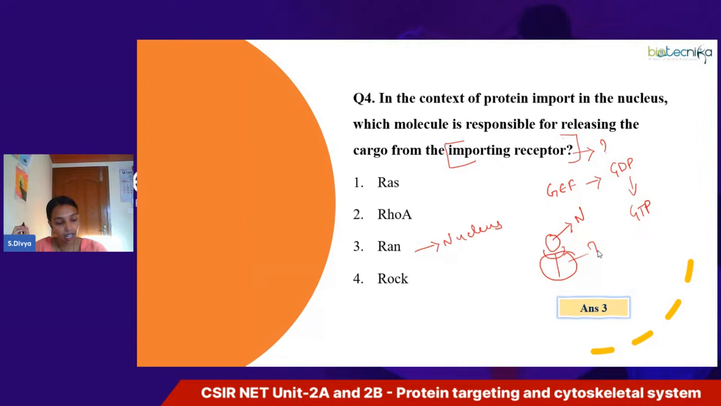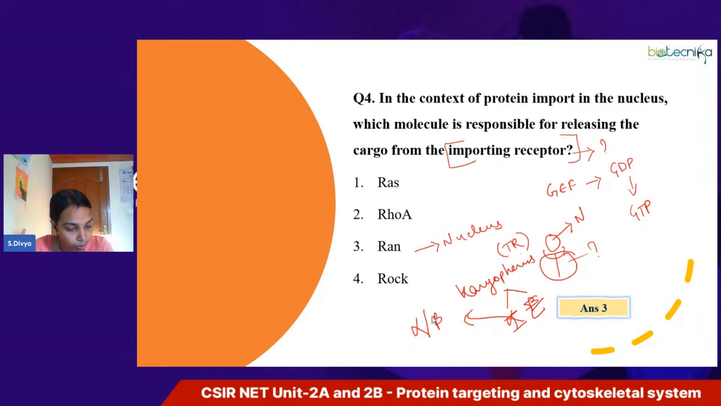We can precisely call it karyopherins. If you remember, we had discussed karyopherins, which are transport receptors having two types, importin and exportin. So currently we are focusing on importin. Importin alpha beta is responsible for carrying the protein inside the nucleus. I hope you're getting it right.